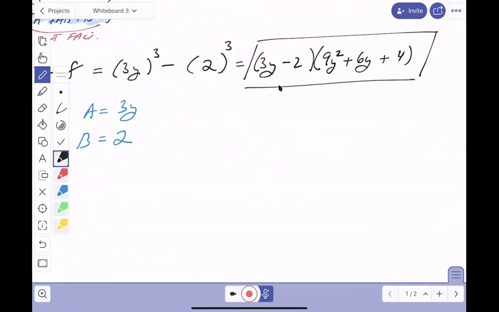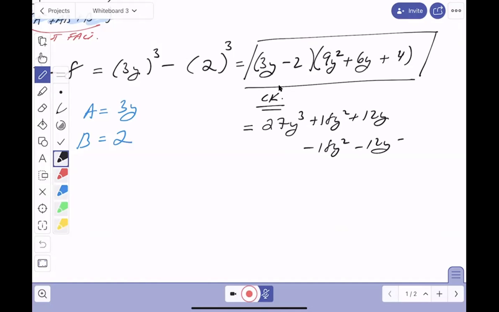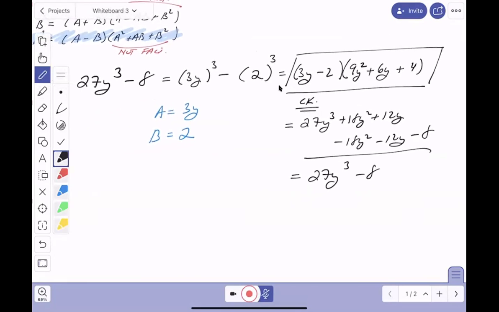I'm going to check it. Now, someone says, I would never check this. That's up to you. I want to check it. And what do you get? 27y cubed. I'm using the distributive property of multiplication. Plus 18y squared plus 12y. Then what do you get? Minus 18y squared minus 12y minus 8. When the line goes down, add it together, combining like terms. Is that what I wanted? Exactly. So that's the correct answer.